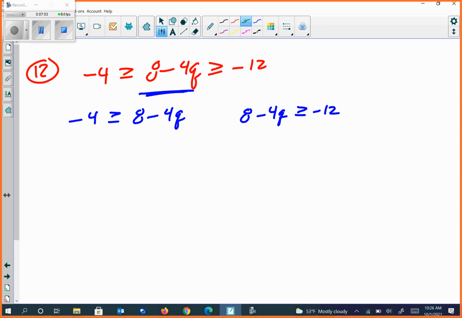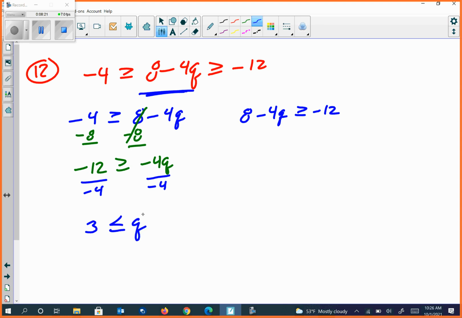Comfortable so far? So then I would probably subtract 8 from both sides. That's going to give me a -12. Hey, does that flip the sign by doing that? No, I only subtracted, so subtraction doesn't flip the sign. But when I do this, the sign will flip. Why is the sign going to flip now? Divided by a negative. Very good. Okay, so there's the first problem.